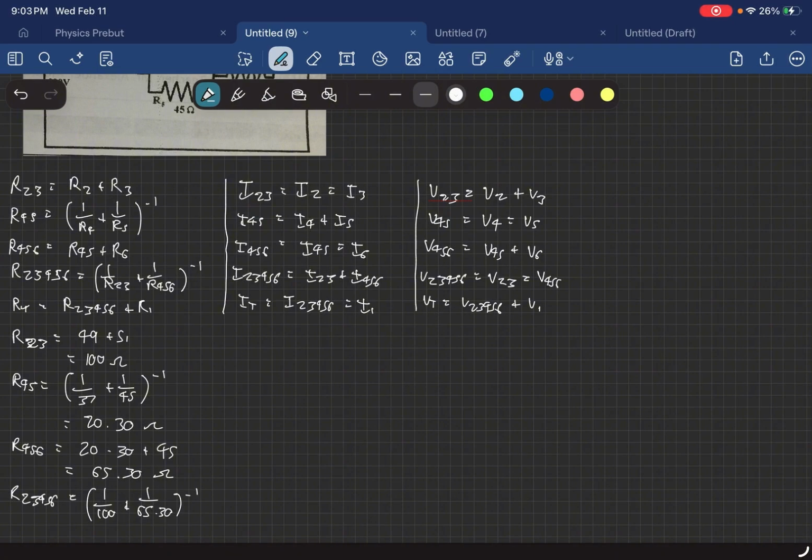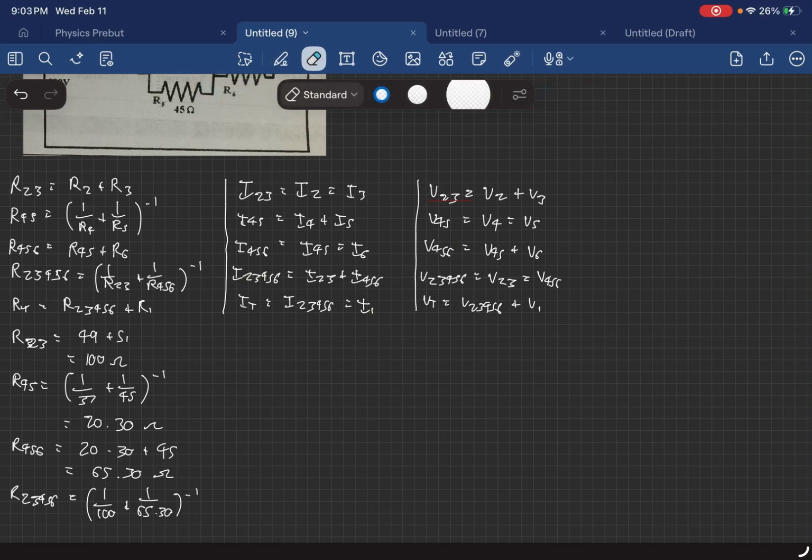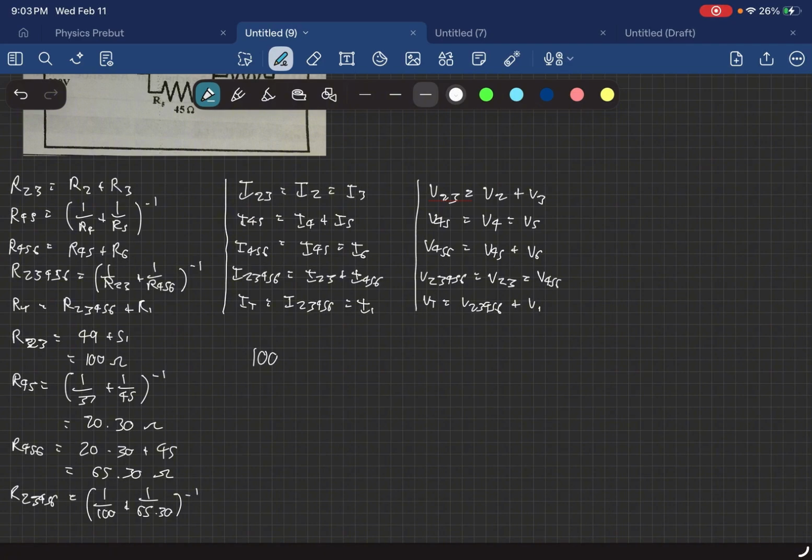Okay, so let's do that again. 1 over 100. By the way, there is another formula for parallel resistors, but that's not what we were taught. The formula is actually product over sum. I don't know if I should do that right now too. It will look like this.